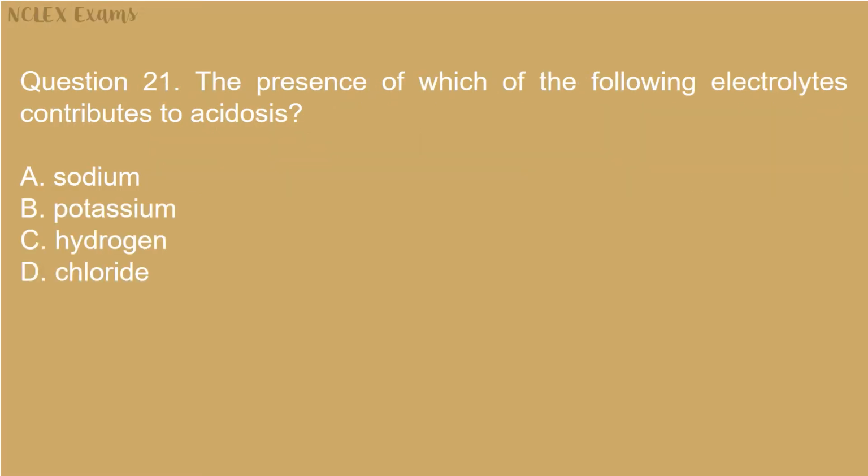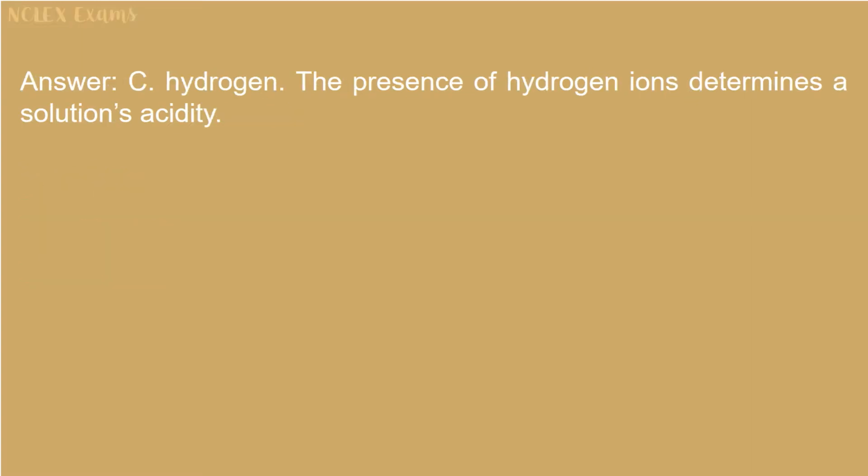Question 21. The presence of which of the following electrolytes contributes to acidosis? A. Sodium. B. Potassium. C. Hydrogen. D. Chloride. Answer C. Hydrogen. The presence of hydrogen ions determines a solution's acidity.